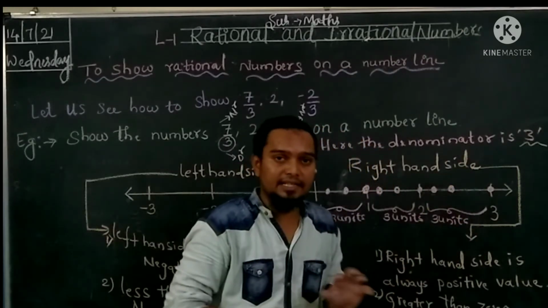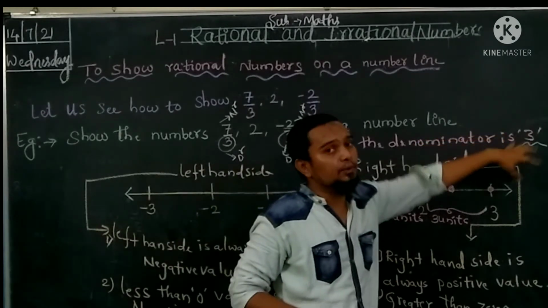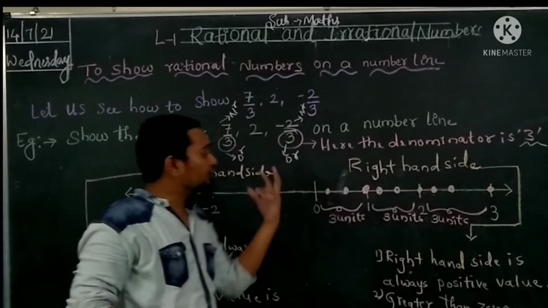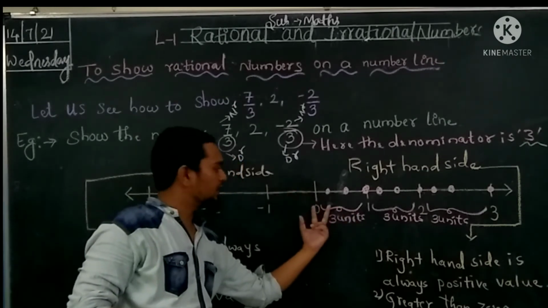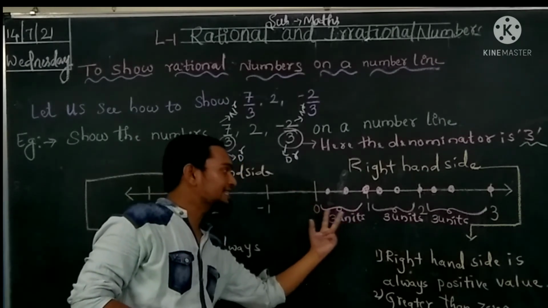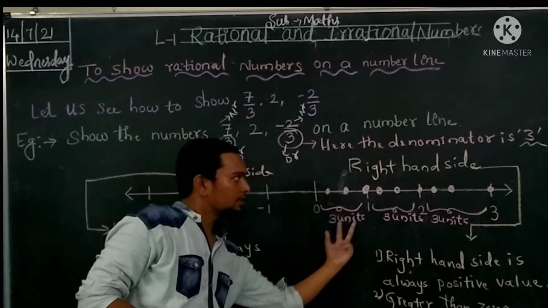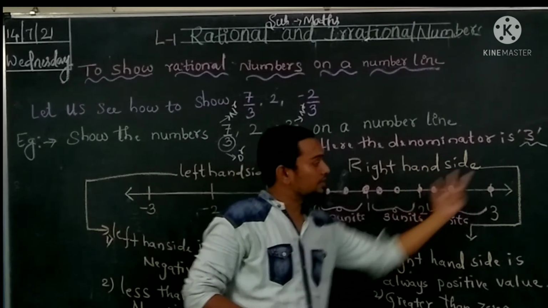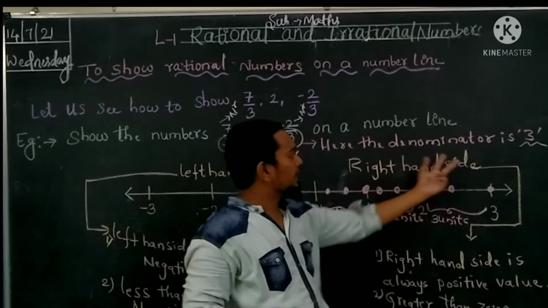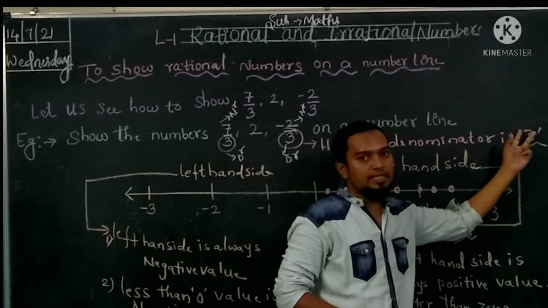Why we are taking 3 units? Because the denominator is given as 3, therefore the difference between two units is 3 units. The difference between two numbers, 0 to 1, is 3 units, because the denominator is 3. And 1 to 2 is 3 units, because the denominator is given. The difference between 2 to 3 also, how many units?